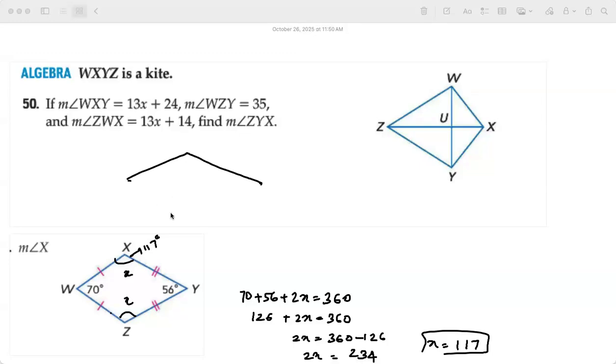Now coming to the other one, let's see this one. W, X, Y, Z. I need to be careful. Hold on. WXYZ is a kite. WXY, so X is 13 plus 24. WZ, this is 35.